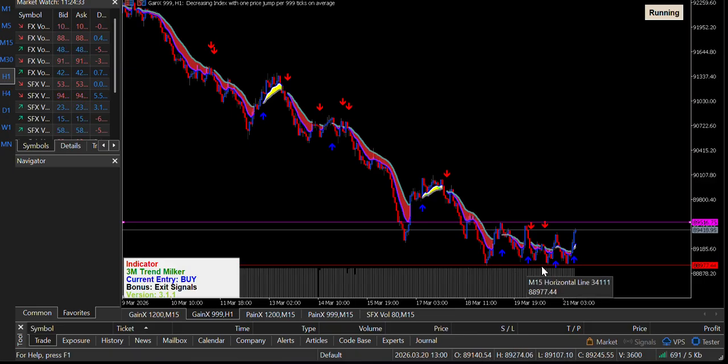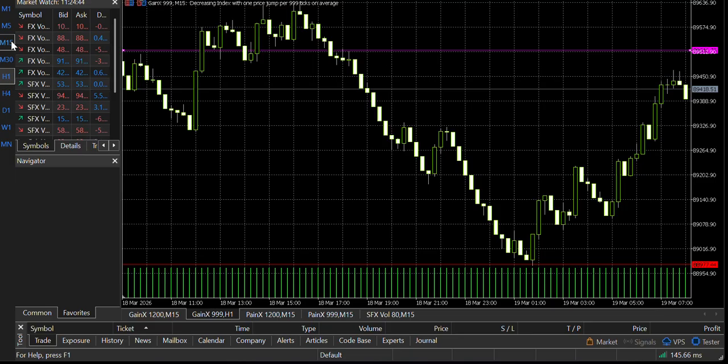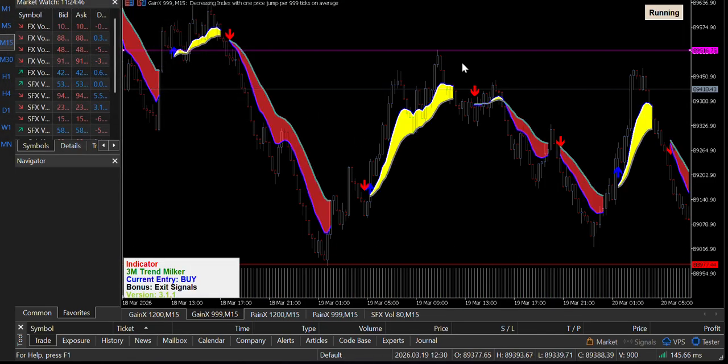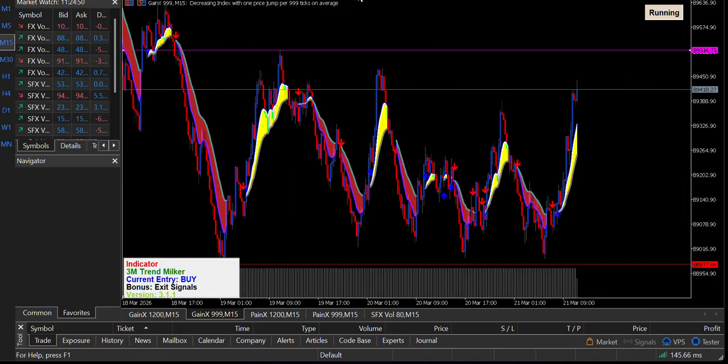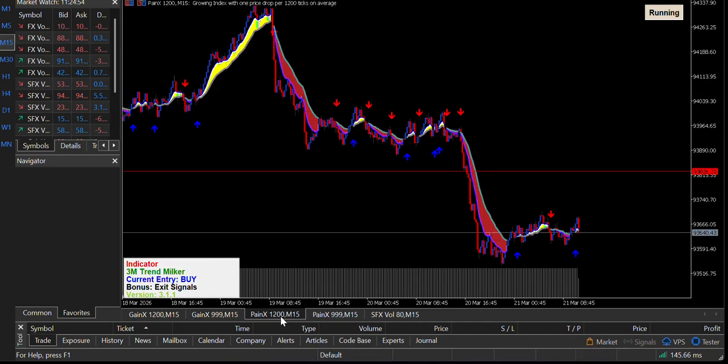You can see it has tested it several times. It has not been able to break out from there. So we are expecting this to go into full uptrend, most especially once it breaks out from here. So this is still more of a buying opportunity. We are saying it, okay? So just make sure you follow the signal and make sure you get the best out of it. That's for GainX 999. Now let's check out GainX 1200.